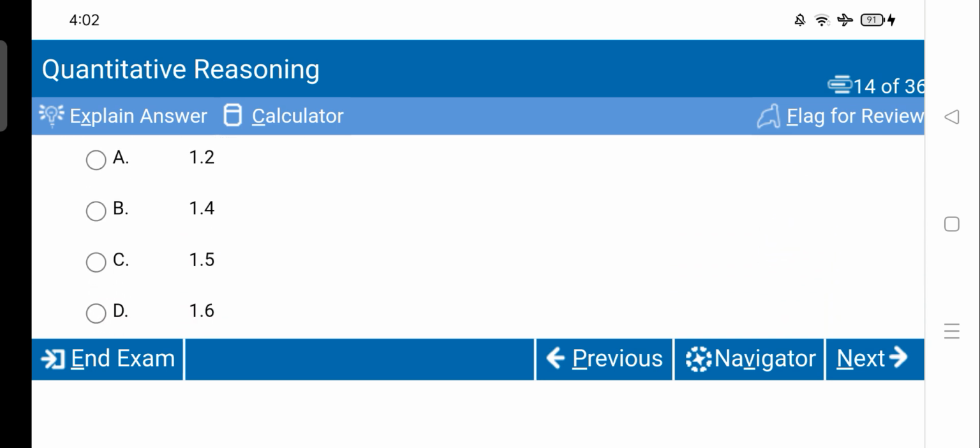Option A 1.2, option B 1.4, option C 1.5, option D 1.6, and option E is 1.8.